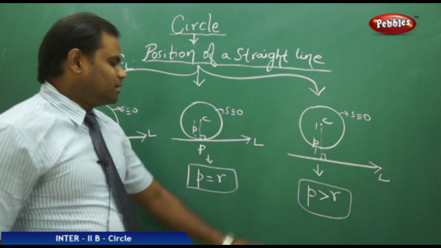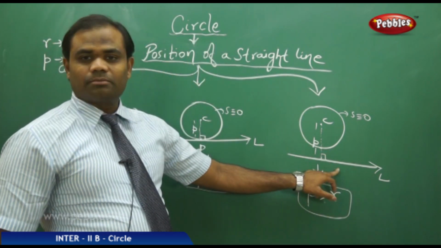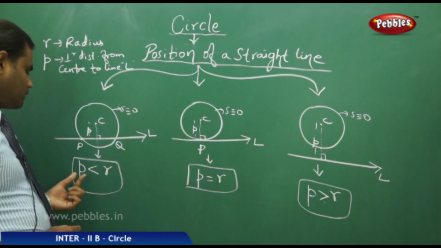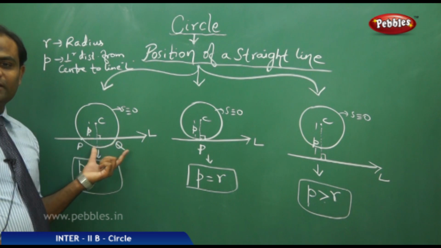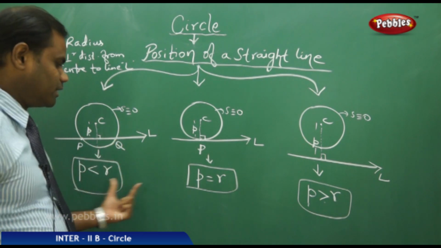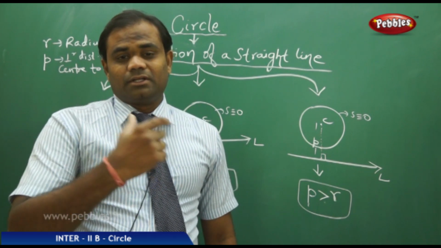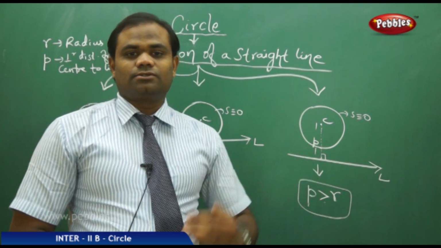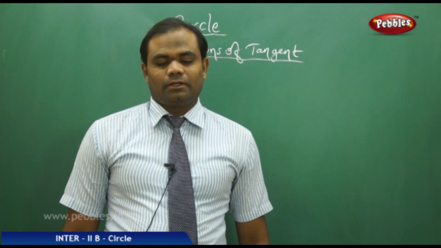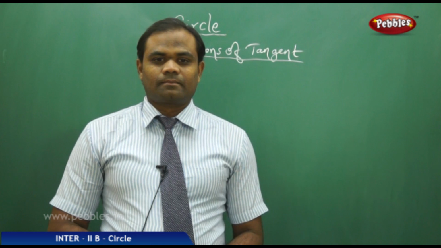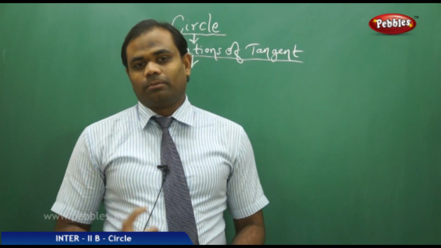Therefore, when p is greater than r, the line does not meet the circle. When p is equal to r, the line touches the circle, and when p is less than r, the line intersects the circle. This is how we understand the three different cases connecting the radius with the perpendicular distance from center to the line. Now let's see the equations of tangents for the circle in various different properties.